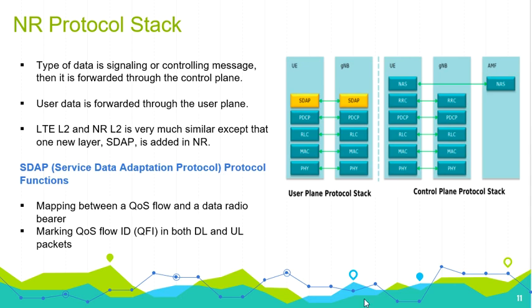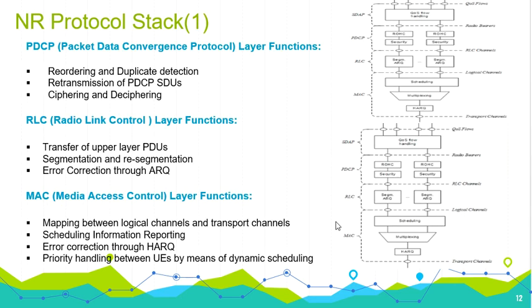This applies to both downlink and uplink packets. I have also mentioned some of the protocol stack functions, like the PDCP, RLC, and MAC layer functions. I will not go into detail; they are very simple. For example, PDCP is used for ciphering and deciphering, and MAC is basically, as we know, mapping between logical channel and transport channel.